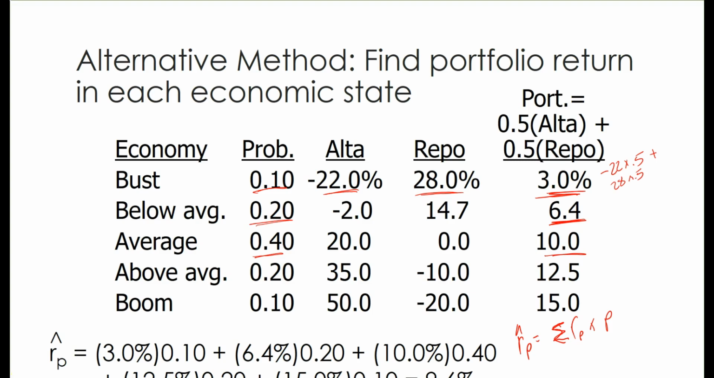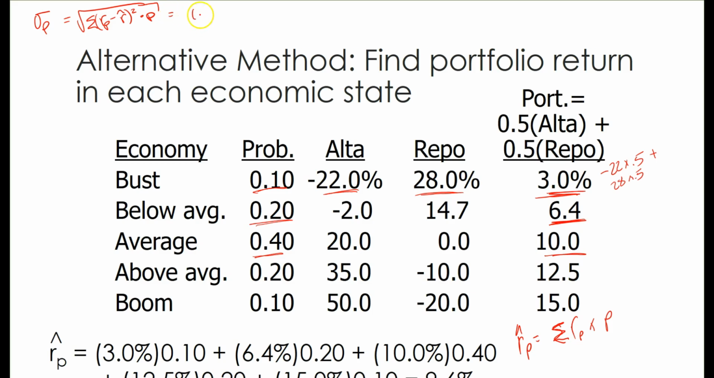Doing it this way makes calculating the standard deviation of the portfolio a bit easier. Remember, the standard deviation of your portfolio is the square root of the summation of the portfolio return in each state minus the expected return, squared, times the probability of occurrence. So let's go ahead and try this. I'm going to draw my square root at the end because I don't know how big it's going to be.